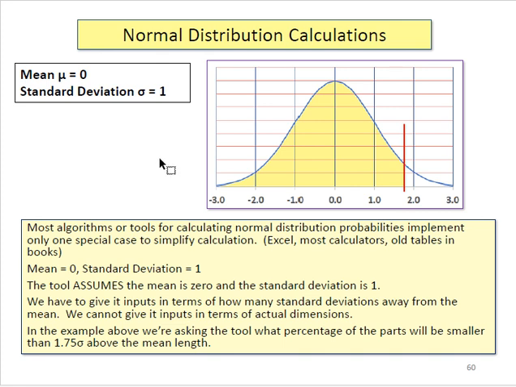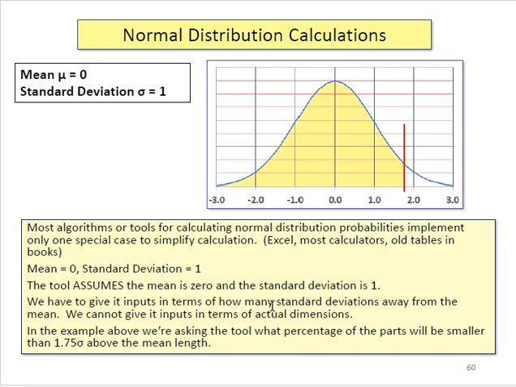Exactly that here in normal distribution calculation: we're going to simplify everything. We're going to make the mean 0 and the standard deviation sigma 1. That's the starting point for coming up with all these good things. The tool assumes the mean is 0 and the standard deviation is 1, and we have to give it inputs in terms of how many standard deviations away from the mean. We cannot give it inputs in terms of actual dimensions, because it would complicate everything, since your actual dimension can be many things. The human world has so many things, it's just so complicated. In the scientific world, we simplify everything, and it is easier for all of us to handle.